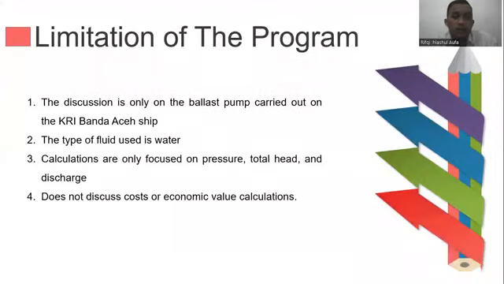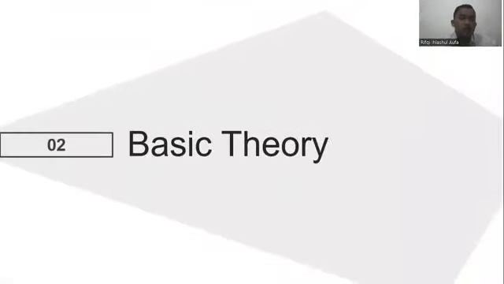The next slide, limitation of the problem. Number one, the discussion is only on the ballast pump on the KRI Banda Aceh ship. Number two, the type of fluid used is water. Number three, calculations are only focused on pressure, total head, and discharge. And number four, it does not discuss cost and economic value calculations. And next slide is basic theory.